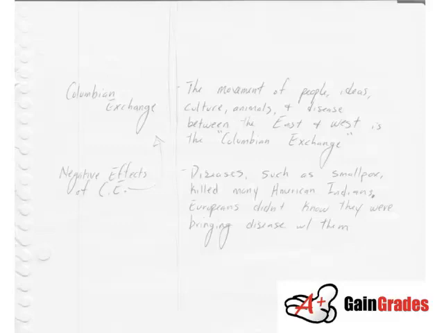The next note I took was diseases such as smallpox killed many American Indians. Europeans didn't know they were bringing disease with them. And that's to the New World. They didn't realize they were bringing disease to the New World, so to speak. And as the generalization in the left column, I wrote down negative effects of CE. CE, I drew an arrow to Columbian Exchange because that's what it stands for.